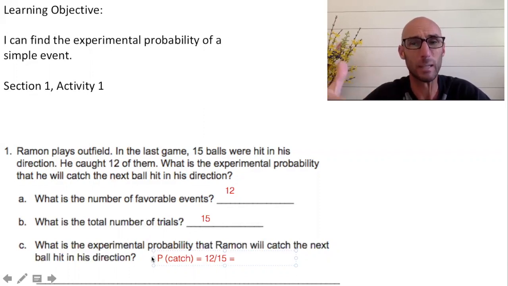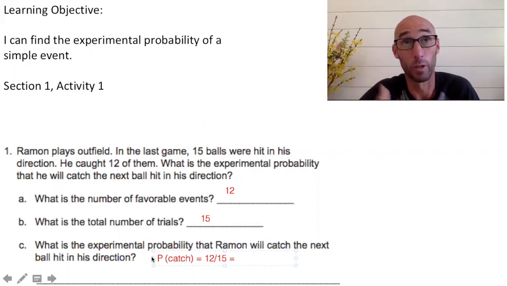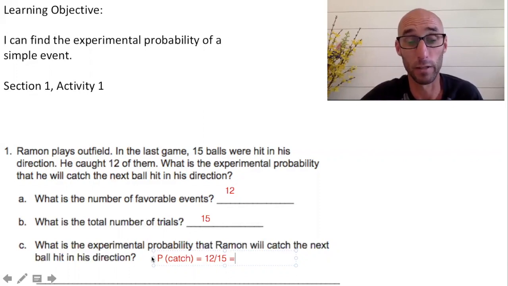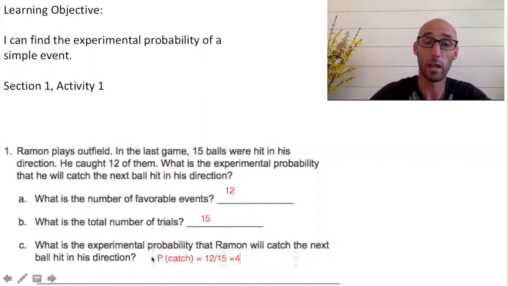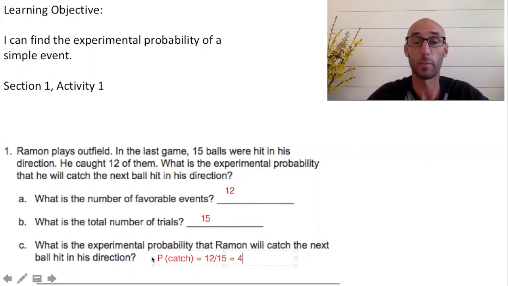We always want to simplify probability. Really, we want to simplify any fraction we work with. 12 and 15 share a greatest common factor of 3. 12 divided by 3 is 4, and 15 divided by 3 is 5. So the experimental probability that Ramon will catch the next ball hit in his direction is 4/5.